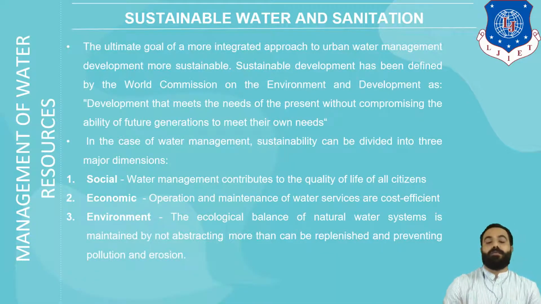So what is the ultimate goal? The ultimate goal is a more integrated approach to urban water management to make it more sustainable. How can you make that water management system sustainable? Sustainable development is defined by the World Commission on Environment and Development as development that meets the needs of the present without compromising the ability of future generations to meet their own needs.